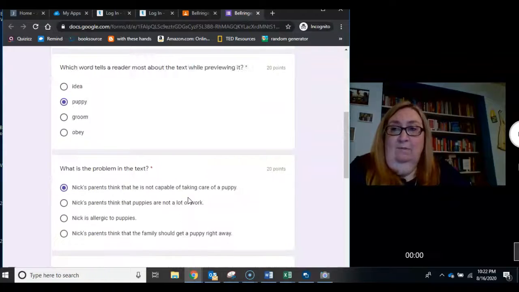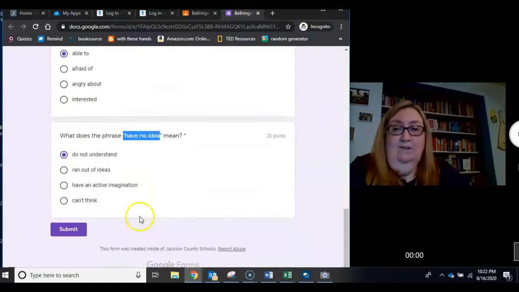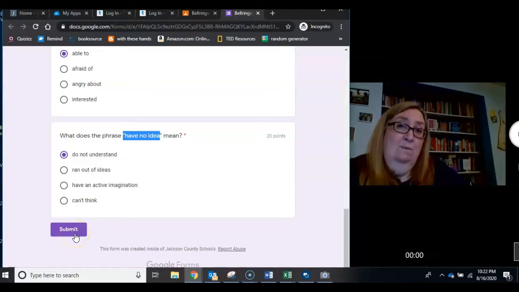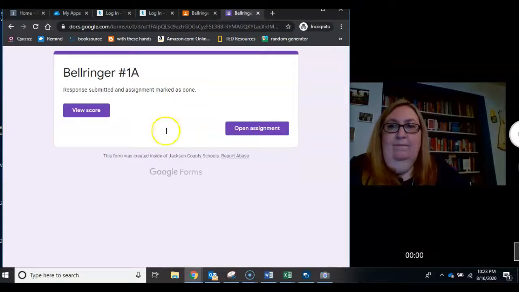We're going to double check that we've answered all the questions. We feel good about our answers. And then you're going to click the word submit. Submit is a word that means turn in. Give me your work. Once you click submit, it says, the response is submitted and the assignment is marked as done. And then you can view your score.